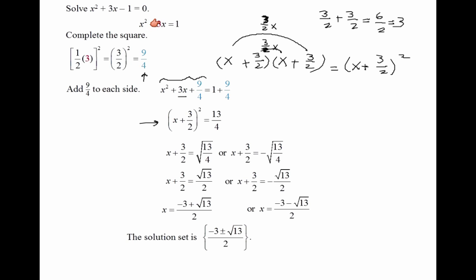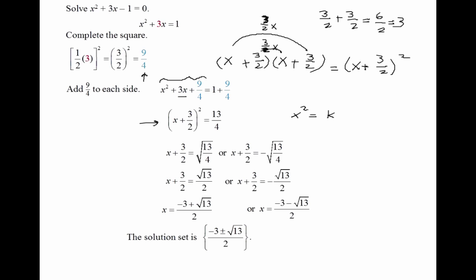Once again, I found this number by taking the coefficient of x, multiplying by 1/2, and squaring it. I get 9/4. And this method only works when the coefficient of x squared is equal to 1. So here I have the form where I can apply the square root property to solve for x.